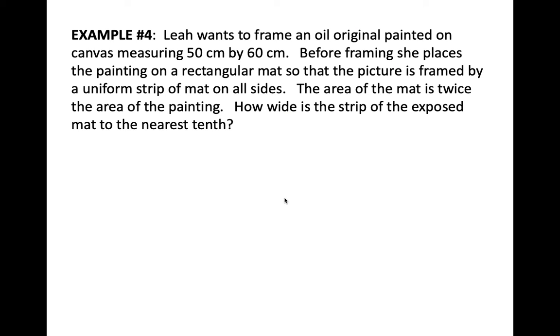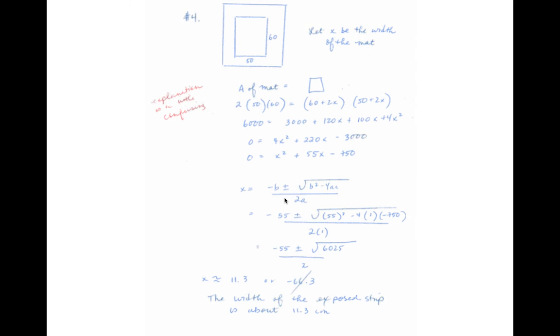Now, this one is where Leah wants to frame an original oil painted on canvas measuring 50 by 60. Before framing, she places the painting on a rectangular mat so that the picture is essentially framed by a uniform strip of mat on all sides. Now, please notice this is a rectangular mat. It does not have a hole; it's just a piece of cardboard, and she's placing the painting on top of it. The area of the mat is twice the area of the painting. How wide is the strip of the exposed mat to the nearest tenth?